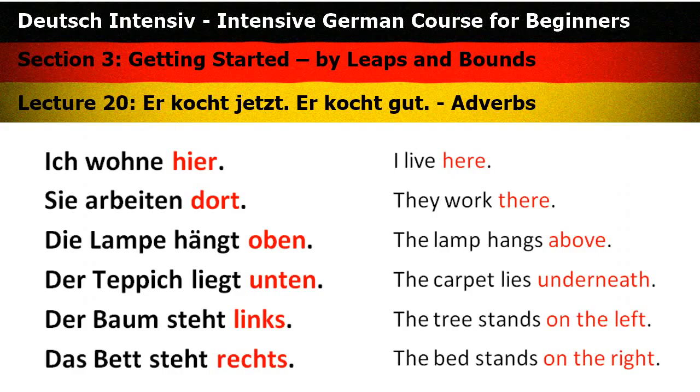Hier, dort, oben, unten, links, rechts. And how are these used? Let's have a look. Ich wohne hier. Sie arbeiten dort. Die Lampe hängt oben. Der Teppich liegt unten. Der Baum steht links. Das Bett steht rechts. Now please repeat these sentences.